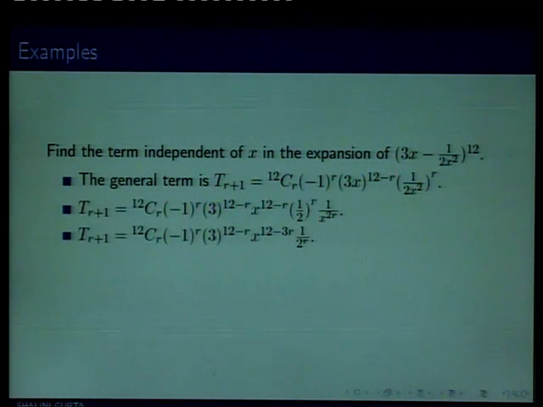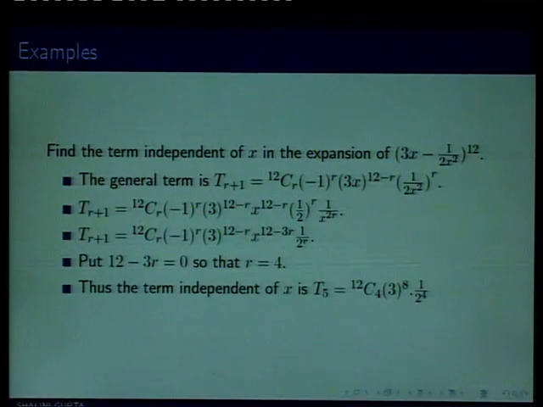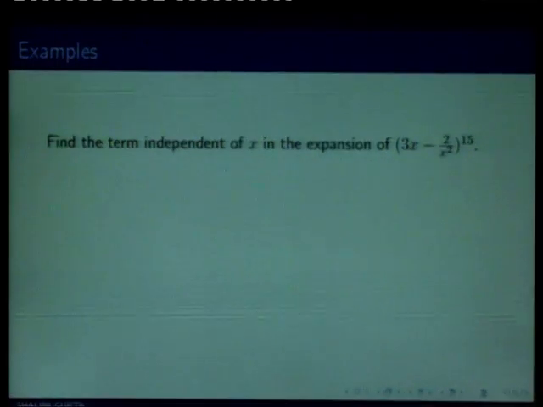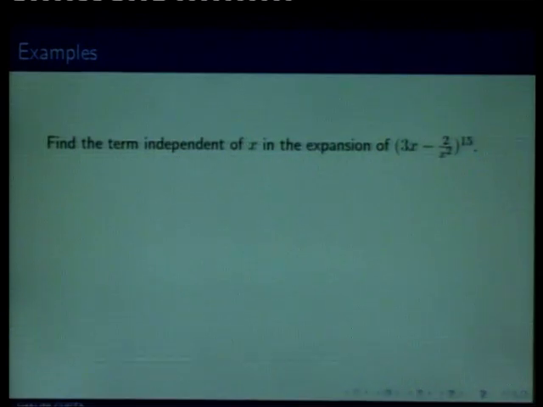So we compute the power of x here. It turns out to be 12 minus 3r. So we put 12 minus 3r to be 0, so that we get r to be 4. So if I put r is equal to 4 in T(r plus 1), I get that the fifth term is the term which is independent of x. So after computing this, we get T5 is 12C4 into 3 raised to power 8 into (1 upon 2) raised to power 4.